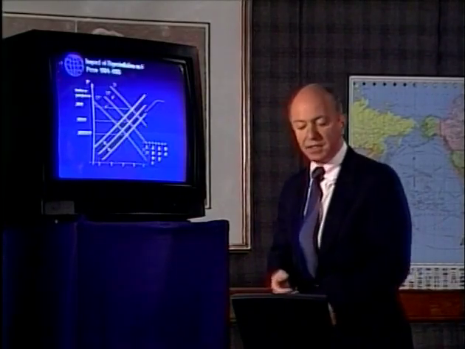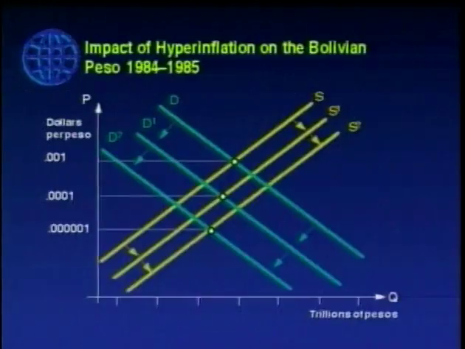Let's see if we can illustrate this graphically during this period. And this is, again, the supply and demand, but this time it's for Bolivian pesos. The graph here illustrates the supply curve, which is sloping upward from the bottom left to the top right, and the demand curve, which slopes from the top left to the bottom right. On the vertical scale, we have the exchange rate, the dollars per peso, and on the horizontal scale, the volume of foreign exchange transactions in terms of trillions of pesos.